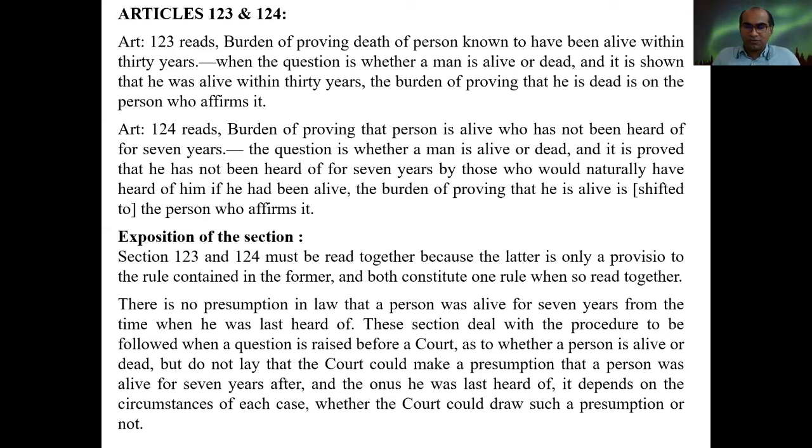What I want to make you understand is that the heading of Article 123 is the burden of proving death of a person known to have been alive within 30 years, while Article 124 carries the burden of proving that a person is alive who has not been heard of for 7 years. The contents of Article 123 are these: subject to Article 124, when the question is whether a man is alive or dead, and it is shown that he was alive within 30 years, the burden of proving that he is dead is on the person who affirms it.